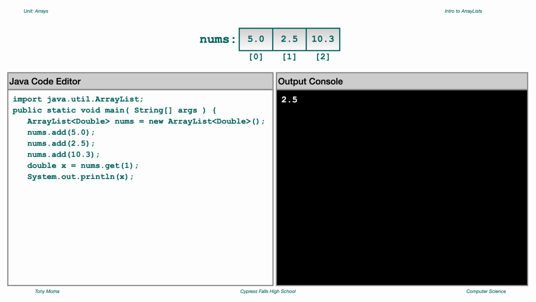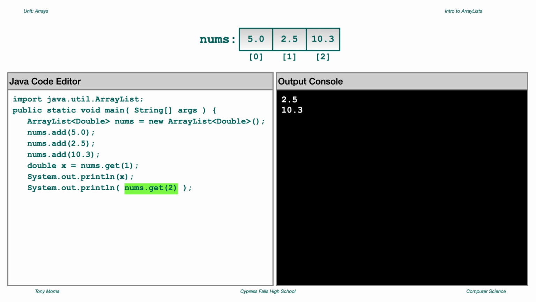Similarly, if I want to print out the value at index 2, I'd simply type nums.get(2). And when I output that to the screen, 10.3 gets output because that's the value that was at index 2 of the ArrayList. Now, suppose I want to change one of the values in the ArrayList.